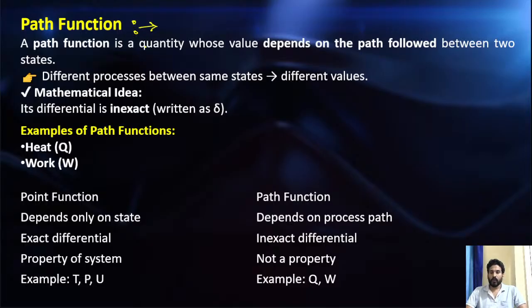Now, what is the meaning of path function? As its name suggests, guys, a path function is a quantity whose value depends on the path followed between two states. So it depends upon the path. A point function depends upon the points, or you can say the initial and final state. A path function depends only upon the path followed. Is it clear to you? Different processes between the same states can have different values, guys.